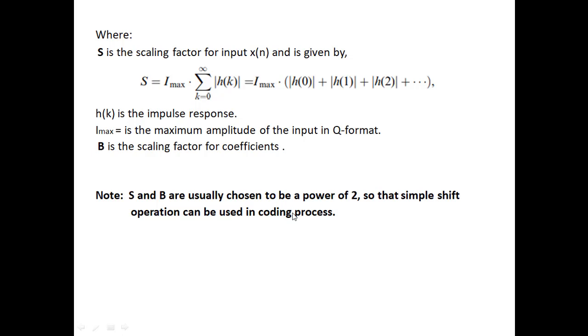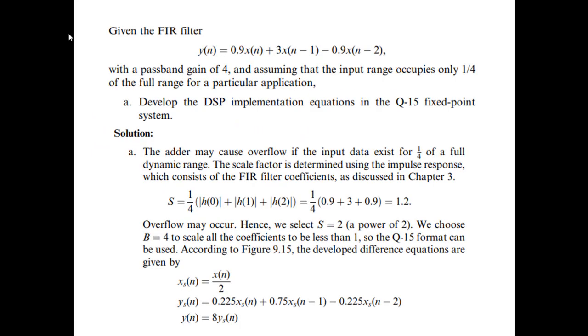Basically, we know that if I have a word in a register and I shift it right, what does it mean? It is nothing but dividing the number by 2, right? If I shift it left, it is basically multiplying the number by 2. So just to have this flexibility in the coding, we choose both S and B in powers of 2. Now we shall take up one example to represent FIR filter in a fixed point system.